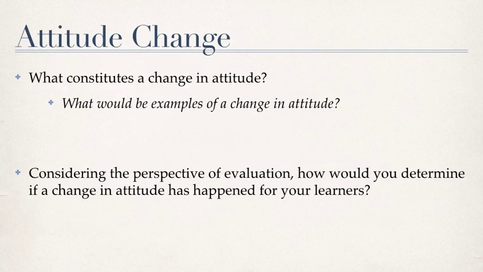And the third and final component is attitude change. And this may be the most difficult of all because oftentimes we can use a test or a quiz to see if knowledge has been developed. We can actually ask someone to demonstrate something in terms of a skill change. But what about attitude? What constitutes a change in attitude, and how would you know? Considering the perspective of evaluation, how would you determine if a change in attitude has actually happened for your learners? What would you be able to determine? How would you know that?